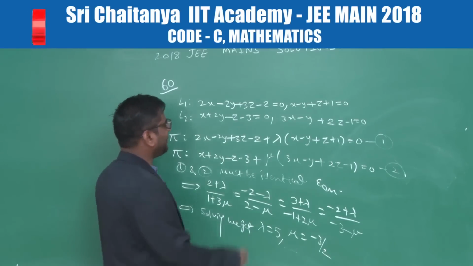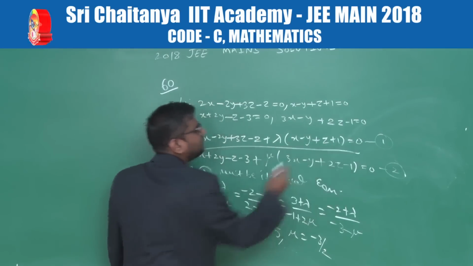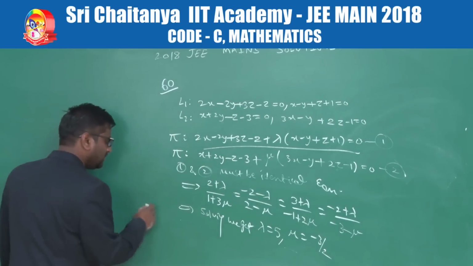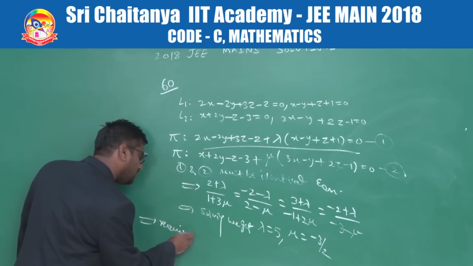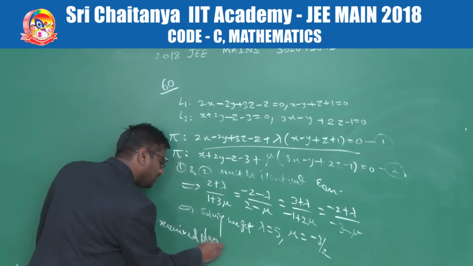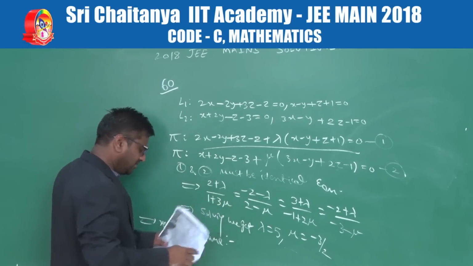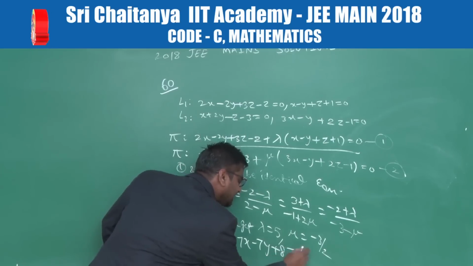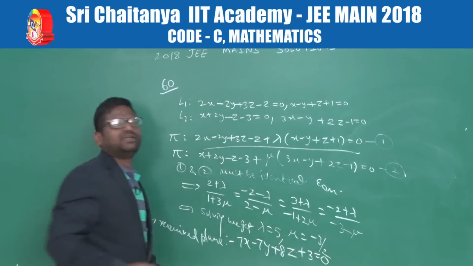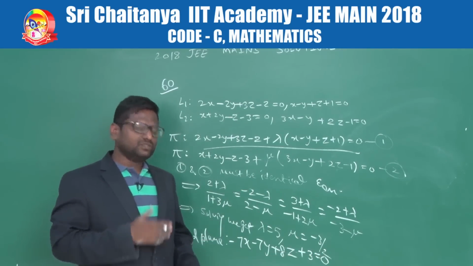Take lambda equal to 5 and put it in the first equation. So the required plane would be 7x minus 7y plus 8z plus 3 equal to 0, right. So this is our plane.